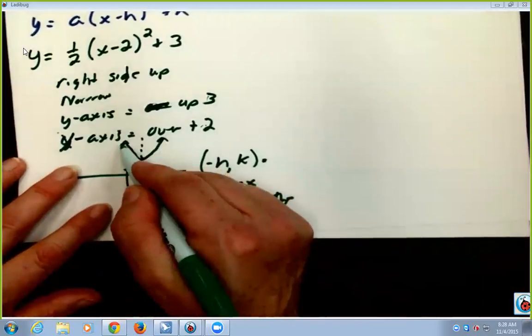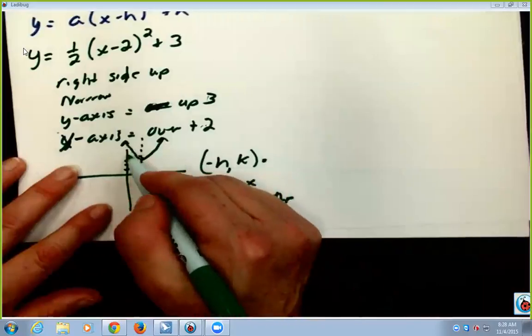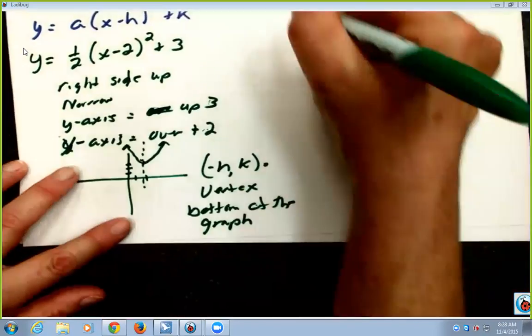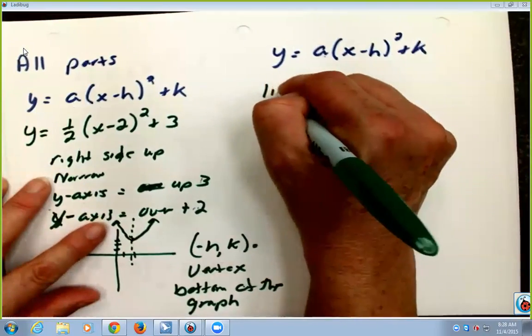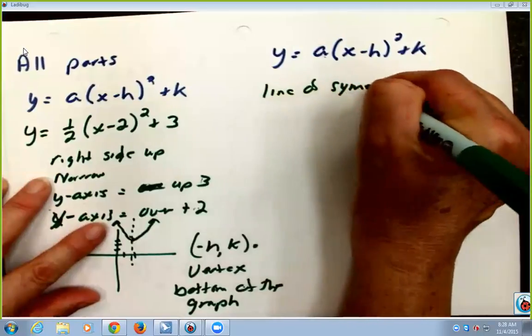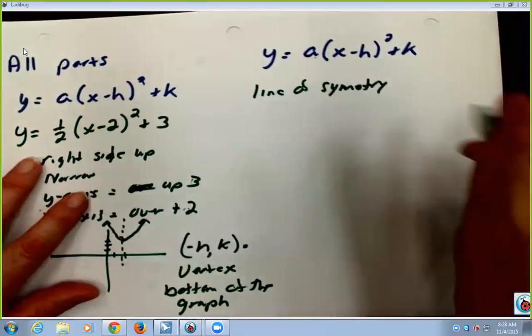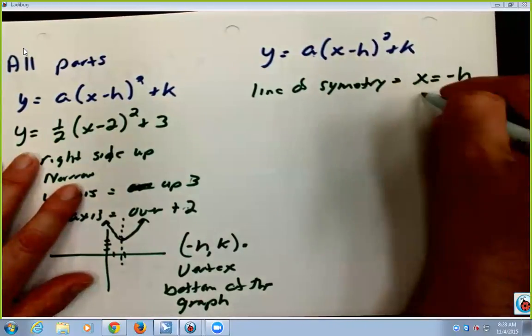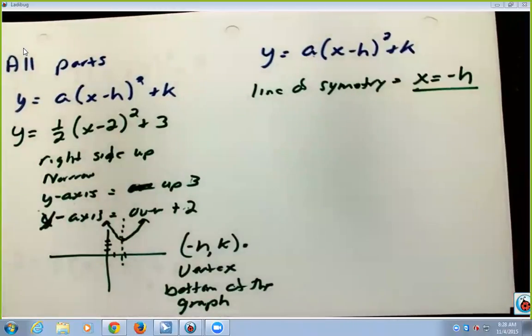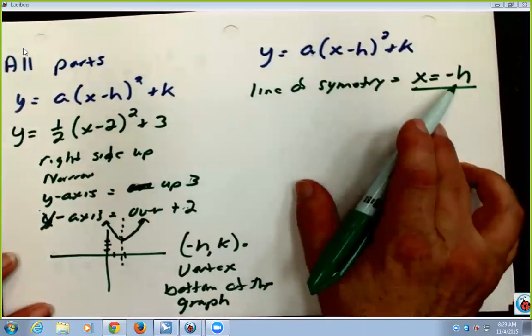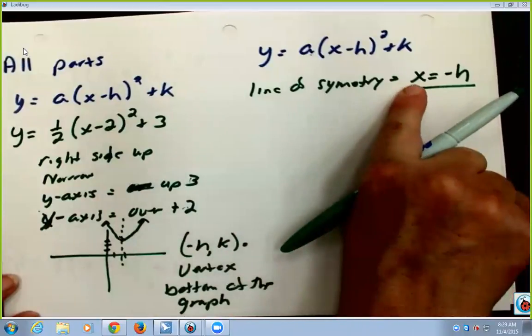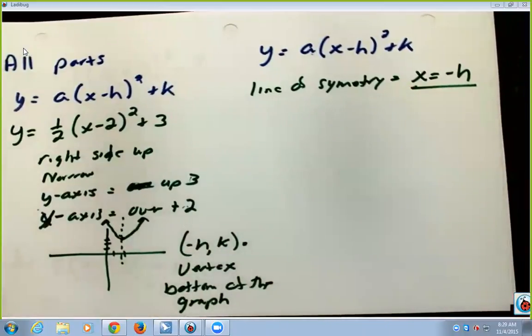The other thing that happens with parabolas is there's a line that drops down. It's a mirror image on each side of my parabola. This side of the parabola is identical to that side. And that line that drops down there is called the line of symmetry. The line of symmetry happens to be x equals the negative h. So whatever your h is, you're going to do the opposite of it, and that's going to give me my line of symmetry. The reason it's x equals this is because it's a vertical line, and vertical lines all have the formula of x equals wherever it happens to cross at.